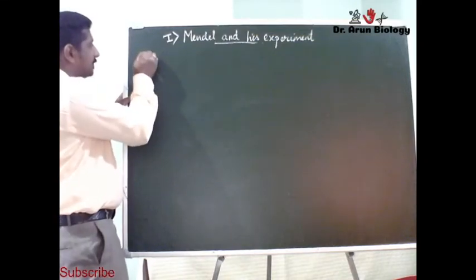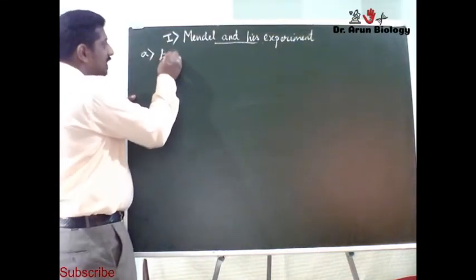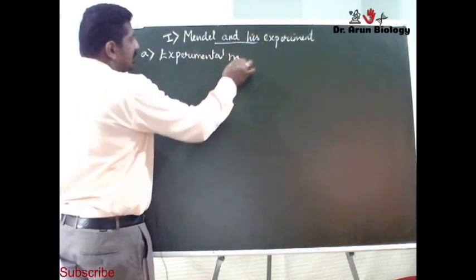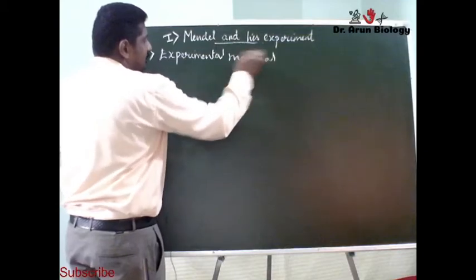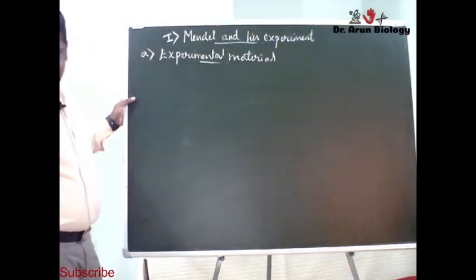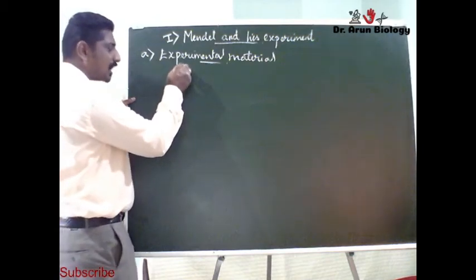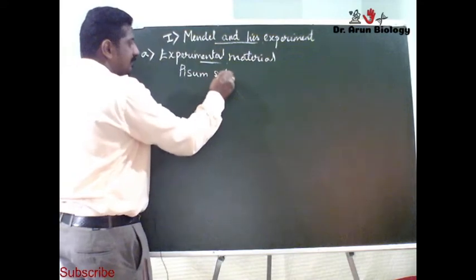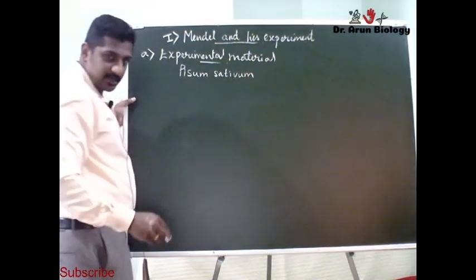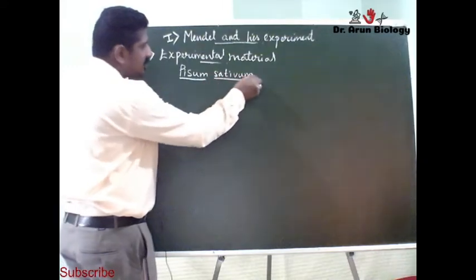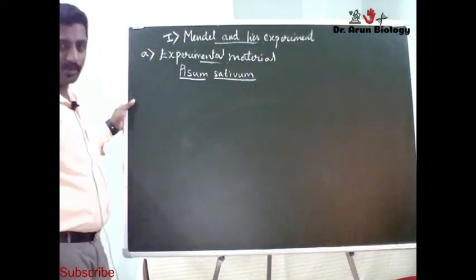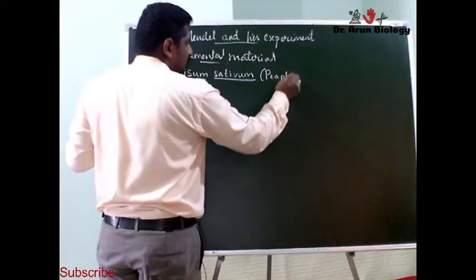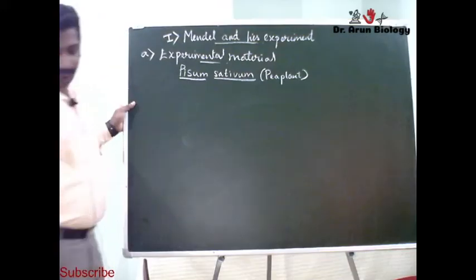Before starting an experiment, we must know what experimental material he has taken for this experiment. The experimental material is nothing but a simple plant called the garden pea plant, Pisum sativum. The board exam half mark will be reduced if genus and species are not separately underlined. Follow the rules of binomial nomenclature. Commonly we call it the garden pea plant. So the pea plant was taken for his experiment.